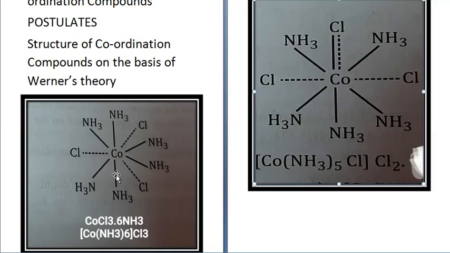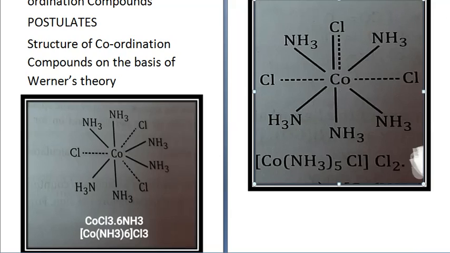Now, structures of coordination compounds on the basis of Werner's theory. If a coordination compound has the formula CoCl3.6NH3, then because there are 6 ligands showing secondary valency, we draw 6 like this, and 3 ionizable chloride atoms. So it will be written as [Co(NH3)6] within the brackets and Cl3 outside, because Cl3 is the ionizable part.